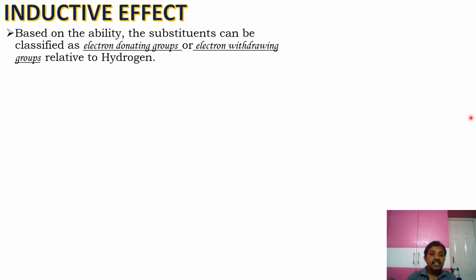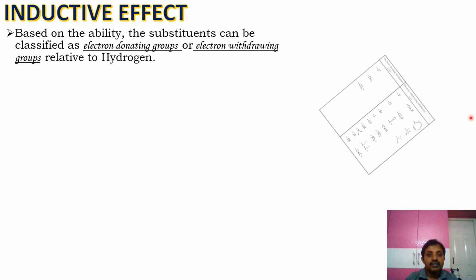Now, based on their ability, substituents can be classified as electron donating and electron withdrawing groups relative to hydrogen. Taking hydrogen as reference, we can divide the groups into electron withdrawing groups as well as electron releasing groups, that is, electron donating groups.